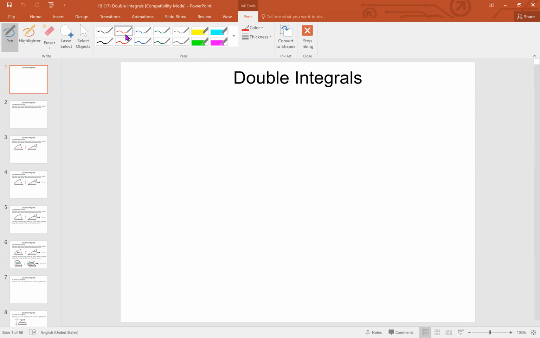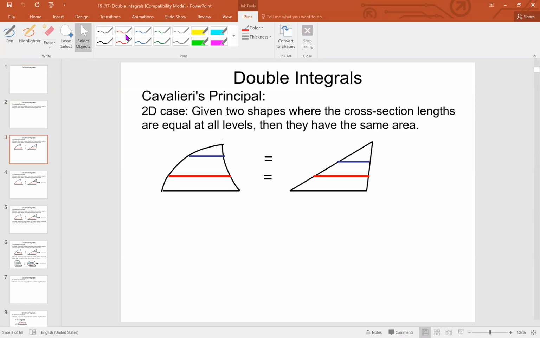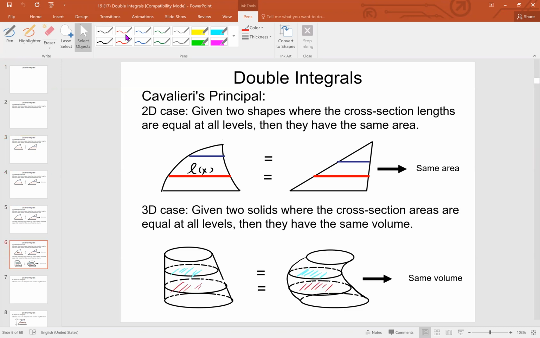We had Cavalieri's principle, basically saying if the cross-sectional lengths of two shapes are the same, then they have the same area. Similarly for solids, if the cross-sectional areas are the same, then the volumes of the two solids are the same. Basically, I can view this as one volume, and the other one is kind of toppled over on its side a little bit.